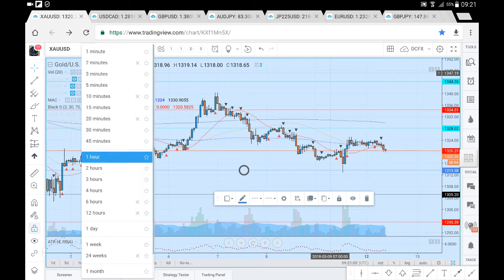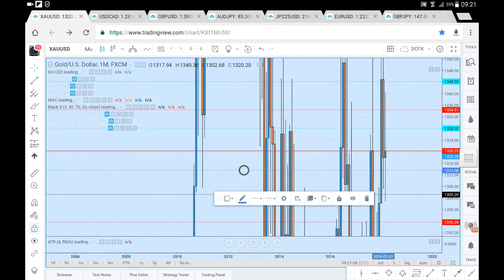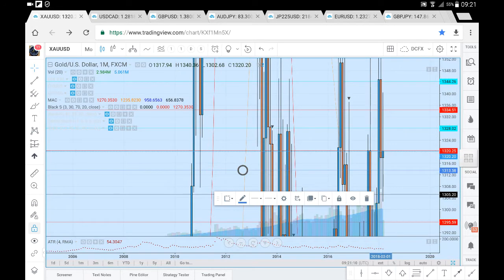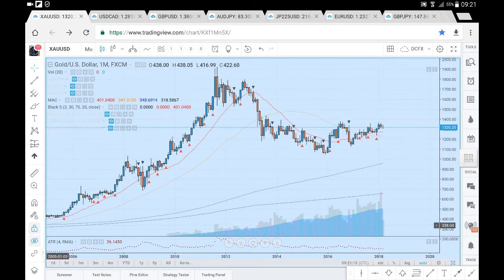So we'll have a look at the higher time frames, and if we head over to the monthly chart and we get the scale on here correct, we remove the drawings.